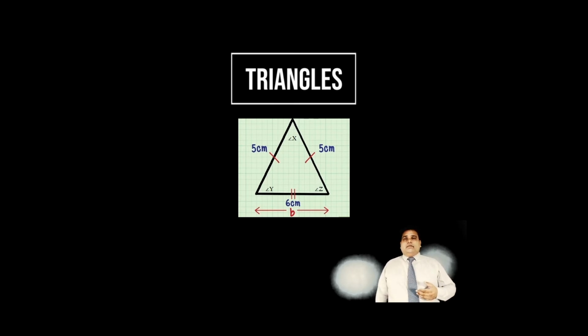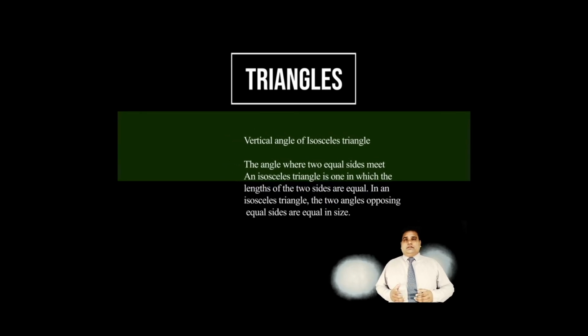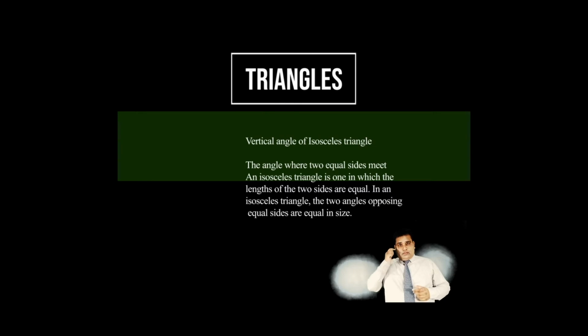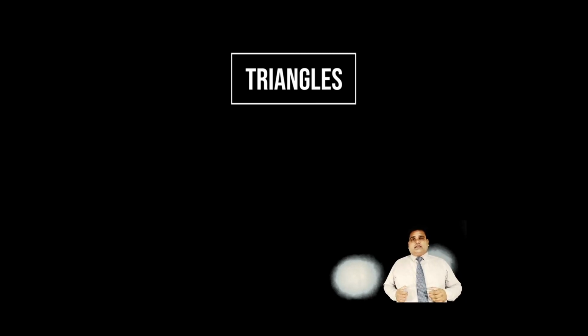Here we can see an isosceles triangle where two sides, 5 centimeter and 5 centimeter, are given, which are the equal sides, and the other unequal side is 6 centimeter, which is also known as the base of the isosceles triangle. Opposite to 5 centimeter is angle y, and opposite to the other 5 centimeter is angle z. So angle y equals angle z because these are the equal angles, but angle x is the unequal angle, which is known as the vertical angle of the isosceles triangle. So in this diagram, angle x is the vertical angle.